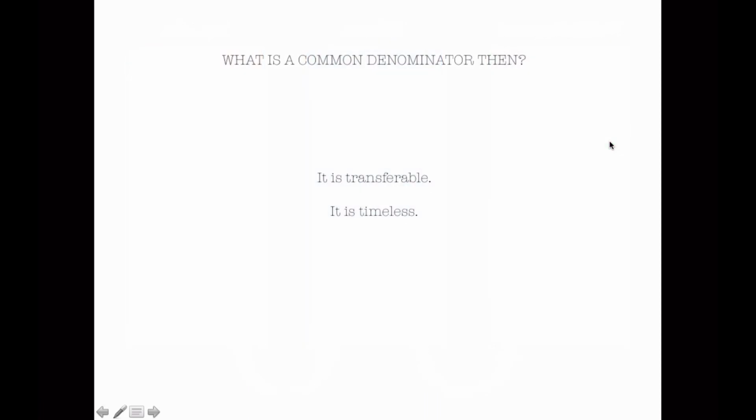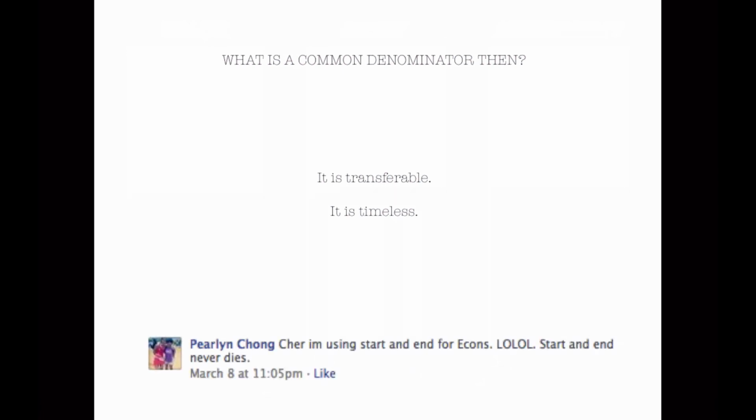And when the habit is formed, wow, I tell you, it works wonders. Now, what is the common denominator then? It is transferable to other subjects. It is transferable within one topic of a particular subject, and it is timeless. The idea of a start and end is timeless.